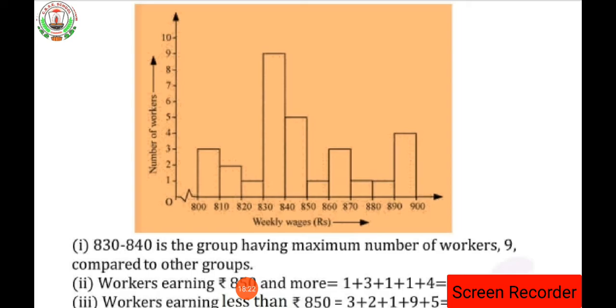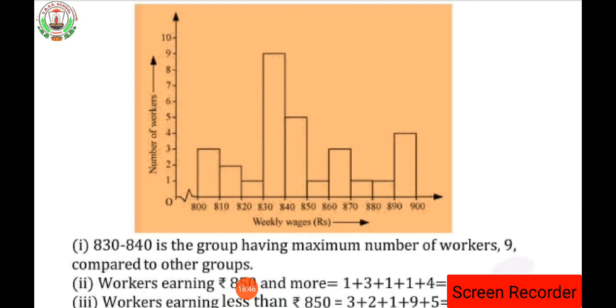So here we can see 800, 810, 820, 830, 840, 850 up to 900 is marked. These are the weekly wages, marked on the x-axis. The number of workers, 1 worker, 2, 3, 4, 5, 6, 7, 8, 9, 10, is marked on the y-axis.